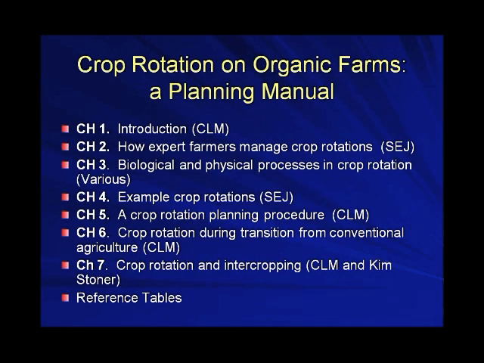So we try to put the information together that we gotten from the farmers, along with a lot of library research, into a manual. It's called Crop Rotation on Organic Farms, a planning manual, and we'll give you some information about how to obtain this. It's got a subsidy from SARE to produce this, so it's a little cheaper than it might have been otherwise. And this just shows what's in the book.